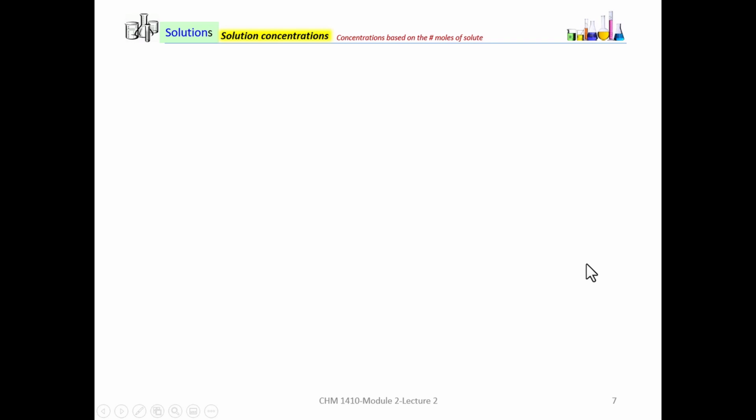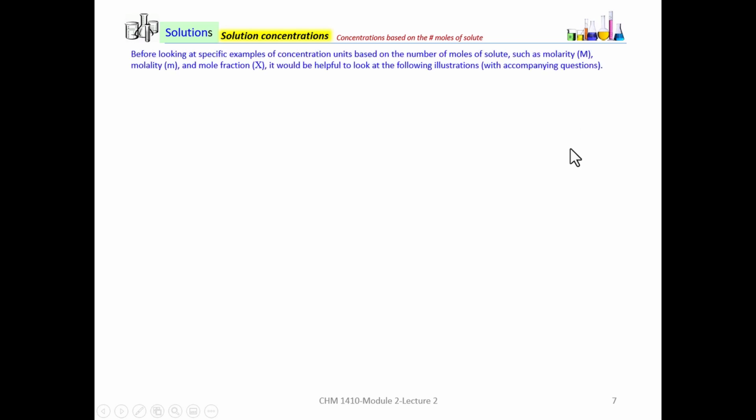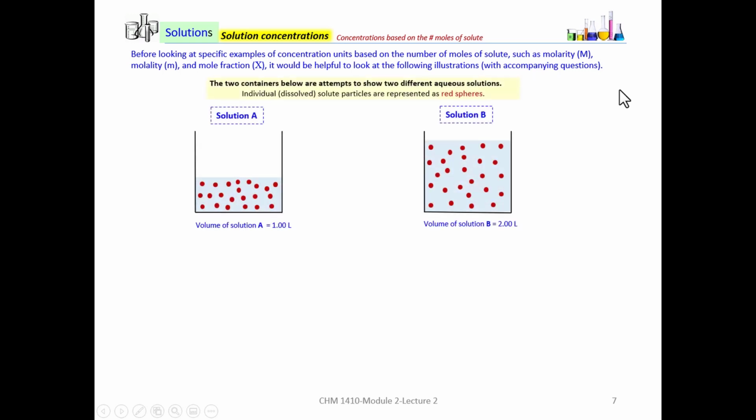Part 2 of this lecture will begin looking at expressing solution concentrations in units based on the number of moles of solute. We'll specifically look at molarity, molality, and mole fraction. Now, before starting that, we want to do a little mental exercise here that will be helpful.